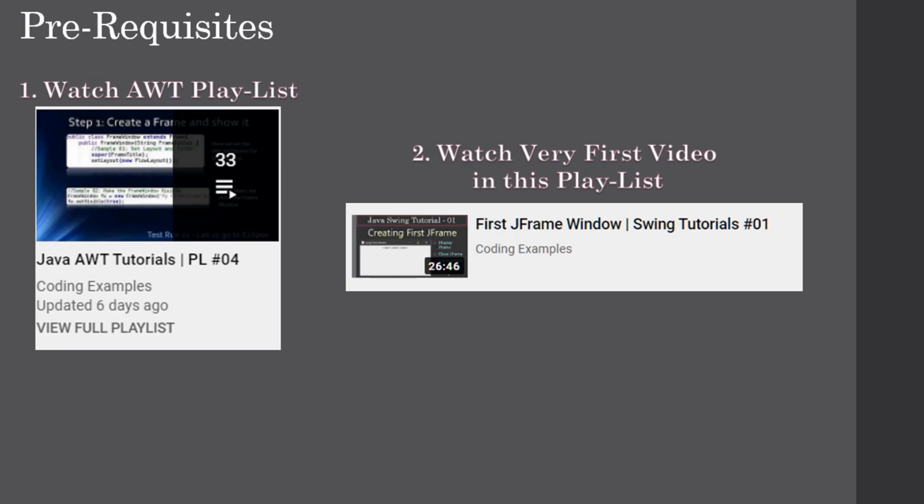The AWT playlist is optional, and this frame window is a must. So if you know how to create a frame window, we can directly proceed with this video. Or if you want to know how to create a Swing JFrame, you can watch it from the Swing tutorial playlist. It's the very first video, JFrame window.